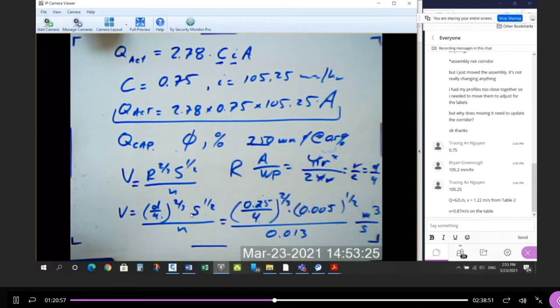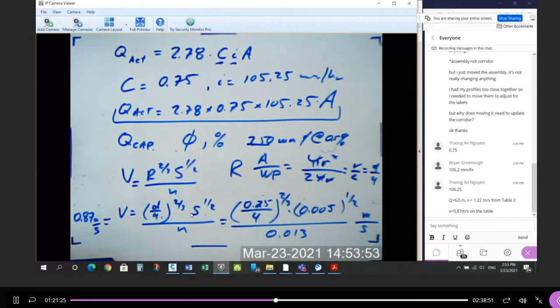Okay, 0.87 or 0.86. Yeah, that's exactly what I get. So this equals, let me write it up here. The velocity is 0.87 meters per second. Sorry, meters per second, not cubic meters, meters per second.